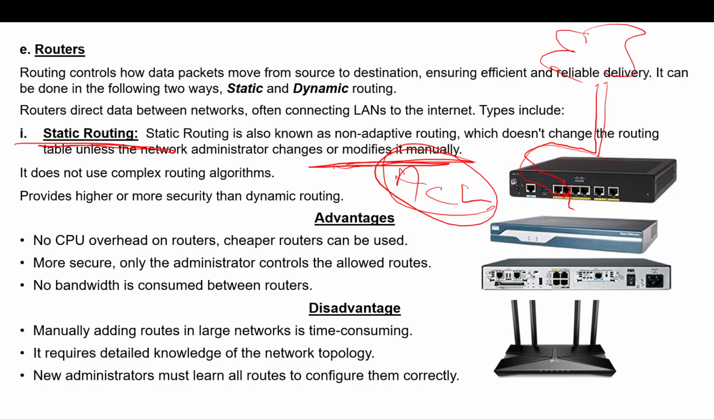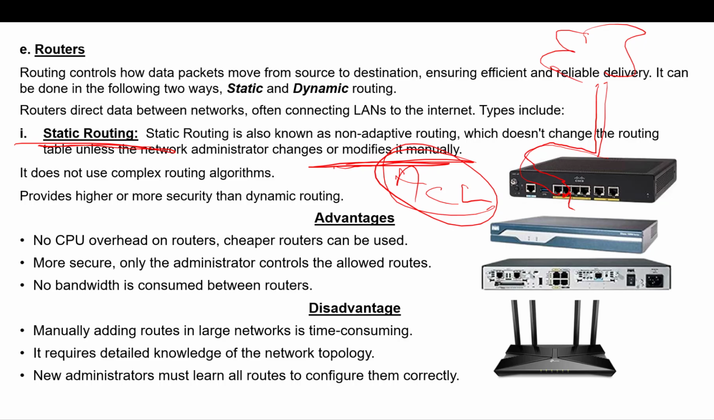Or maybe any tool that comes, let it not come through the firewall again. This one, let it bypass the firewall. This one, let it not connect to the firewall. Let this server do the firewall. So you see, the advantage of this one is there is no CPU overheating on the router. Cheap routers can be used.